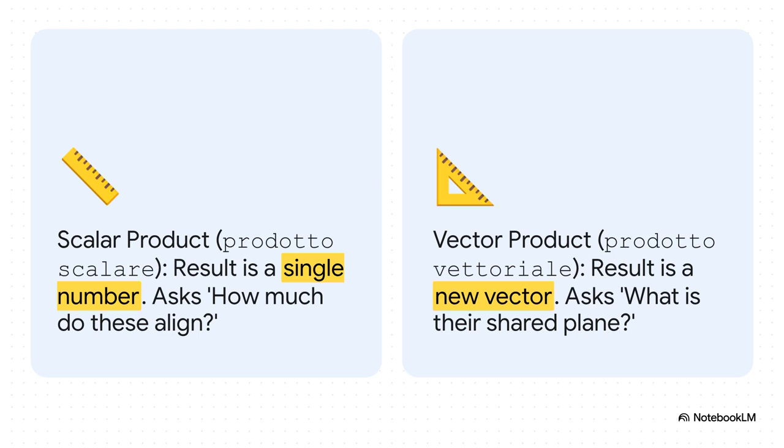But then you have the vector product. This one is totally different. It doesn't give you a number, it gives you a whole new vector. And this new vector is crucial for anything that spins or rotates. Think about using a wrench. We're going to come back to that idea for sure.